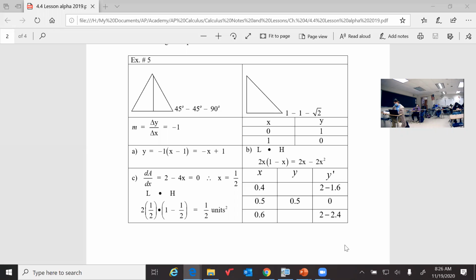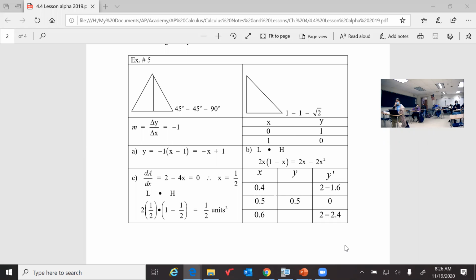So the slope of this line segment is -1. So the parent graph is y equals -x. And you could say move it up 1, or you could say 1 to the right. If you said 1 to the right, it would be y equals negative, replace x with x take away 1. When you distribute this negative, you're going to get the same line: -x plus 1.